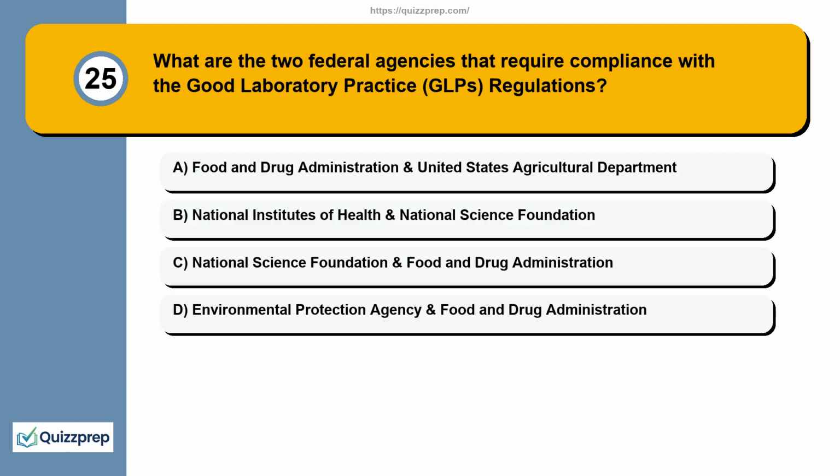Question 25. What are the 2 federal agencies that require compliance with the Good Laboratory Practice, GLPs, regulations? Option A, Food and Drug Administration and United States Agricultural Department. Option B, National Institutes of Health and National Science Foundation. Option C, National Science Foundation and Food and Drug Administration. Option D, Environmental Protection Agency and Food and Drug Administration.